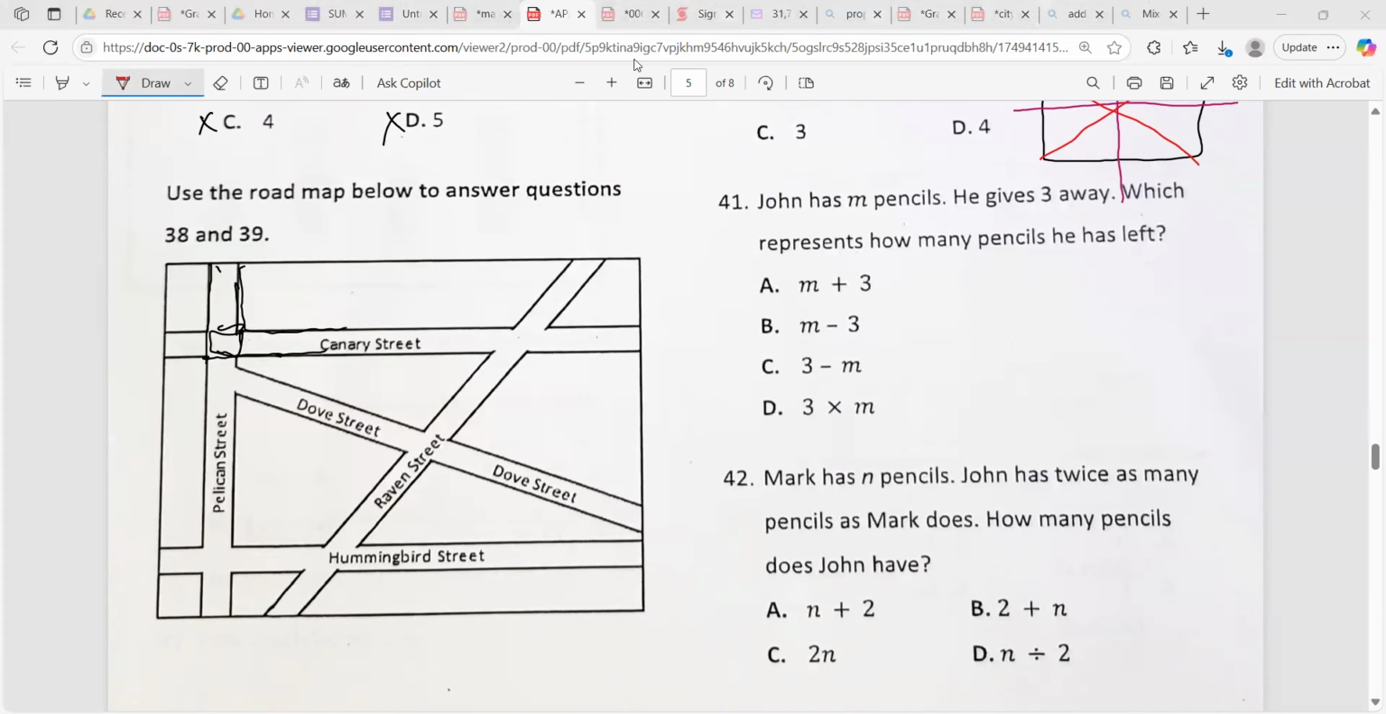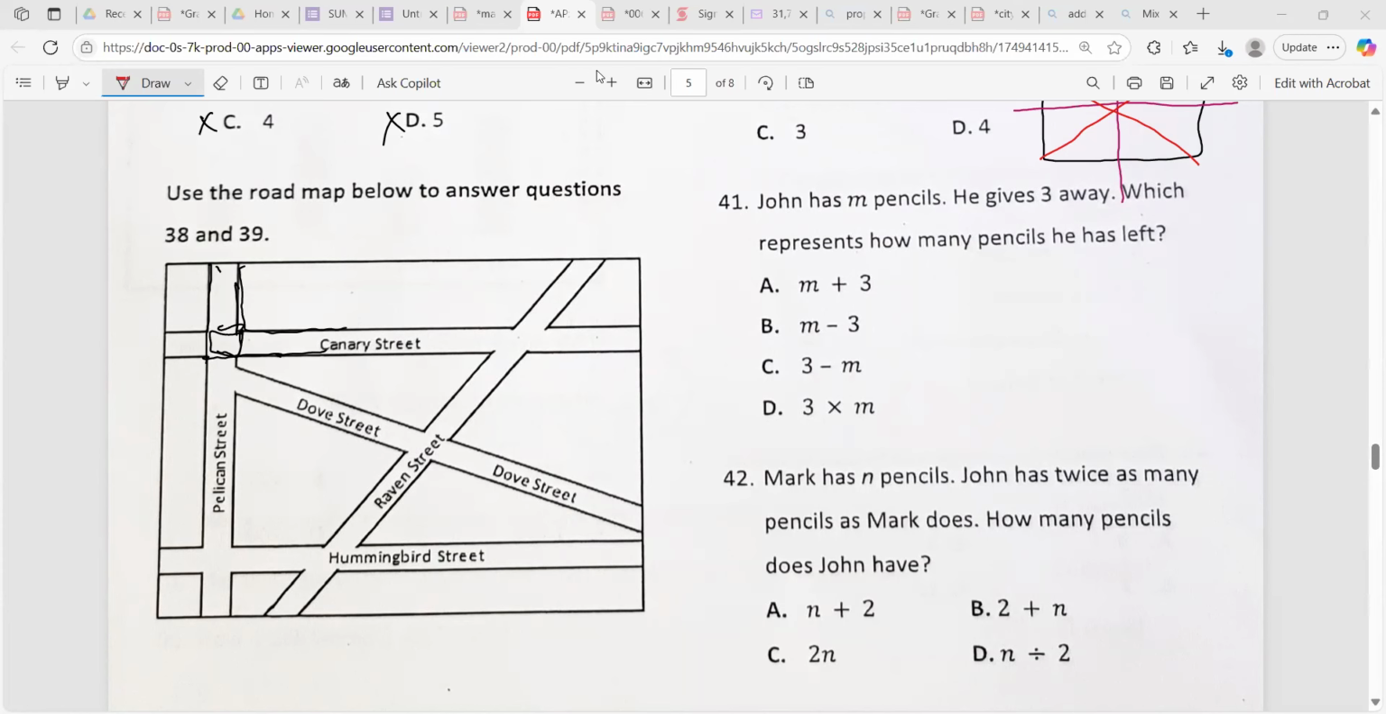It says, John has M pencils. He gives 3 away, which represents how many pencils he has left. All right, go ahead. So if John has M pencils and he gives 3 away, that means he's subtracting 3 from M.